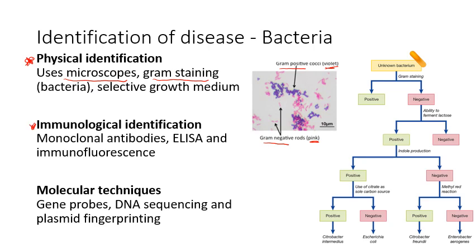Same sort of thing in terms of the immunological identification, so using those antibodies with markers on them to interact with the bacteria and hopefully get a positive result. And the same with the molecular techniques, using things like gene probes and DNA sequencing. They can take it one step further when they're looking at bacteria. If the bacteria has a plasmid, they can also do DNA sequencing or fingerprinting of that plasmid to help identify the bacteria that they're looking at.